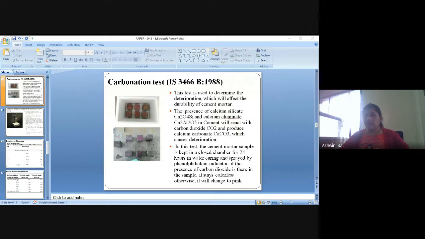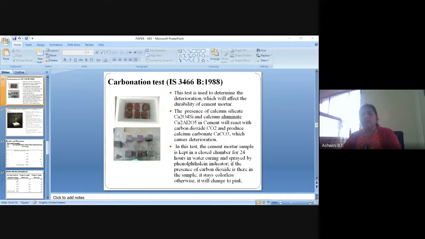Once after the burning process, the sample is taken out from the chamber, and the sample is treated by spraying the phenolphthalein indicator. If the carbon dioxide is present in the sample, the color will be colorless. Otherwise, the sample changes the color to pink. So this gives the deterioration factor.